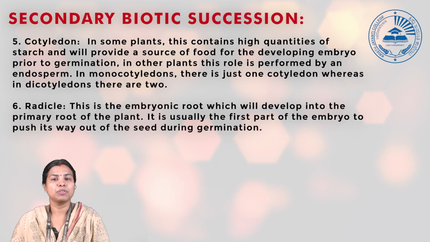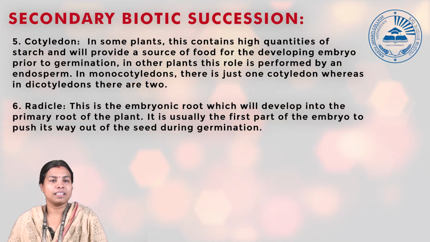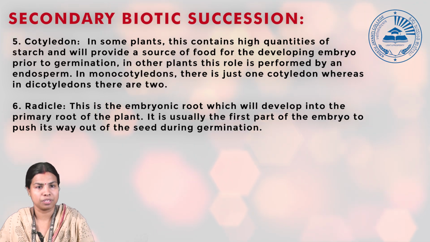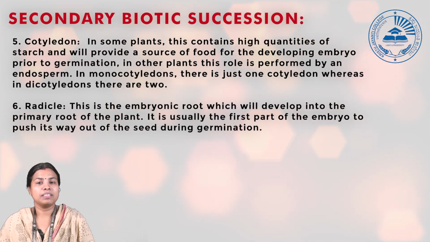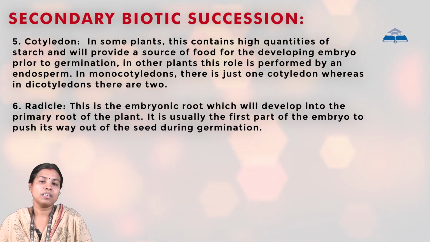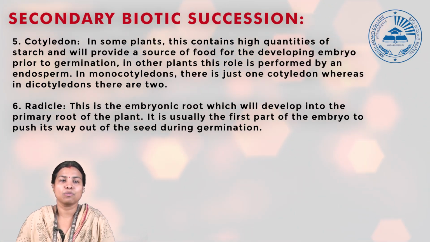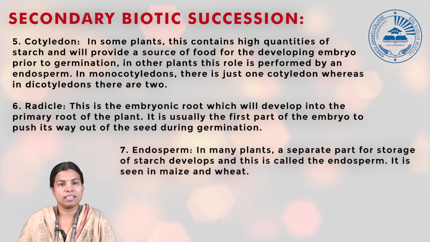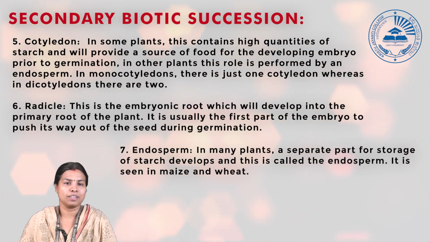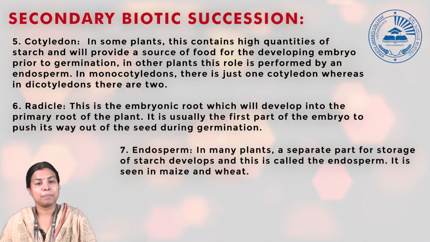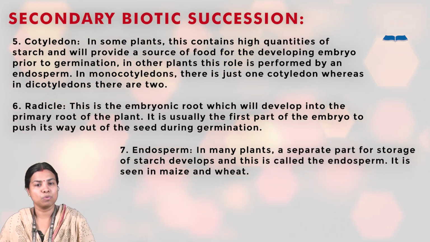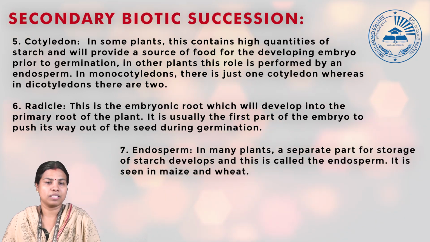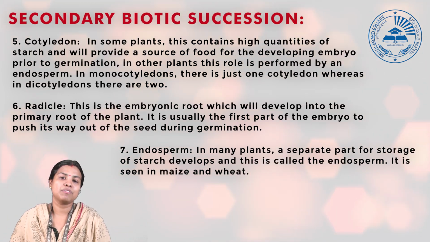Continuing, coming to the cotyledon. In some plants, this contains high quantities of starch and provides a source of food for the developing embryo prior to germination. That is why it is recommended that germinated seeds are a good protein source. In other plants, this role is performed by the endosperm, a nutritive tissue. In monocotyledons there is just one cotyledon, whereas in dicots there are two. Coming to the radicle, this is an embryonic root which will develop into the primary root of the plant. It is usually the first part of the embryo to push its way out of the seed during germination in order to derive nutrition.